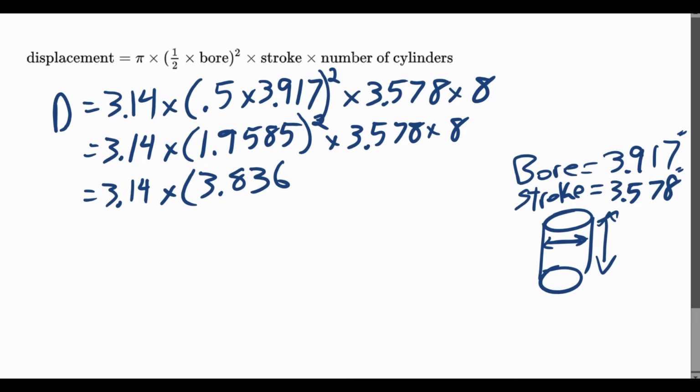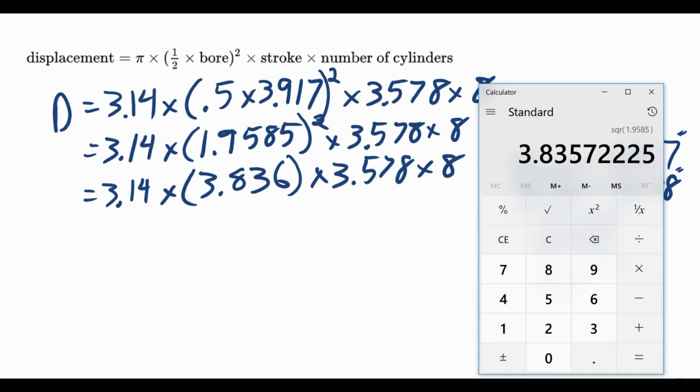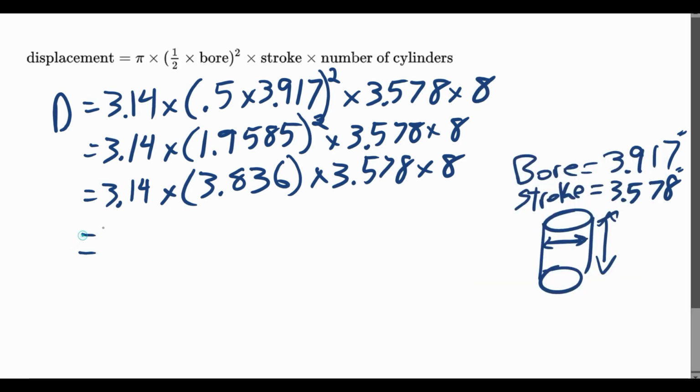3.83, if we round up, it's 3.836 times 3.578 times 8. So let's figure this out. 3.14 times 3.836 times 3.578 times 8 equals 344.7. So we're going to round it up to 345.